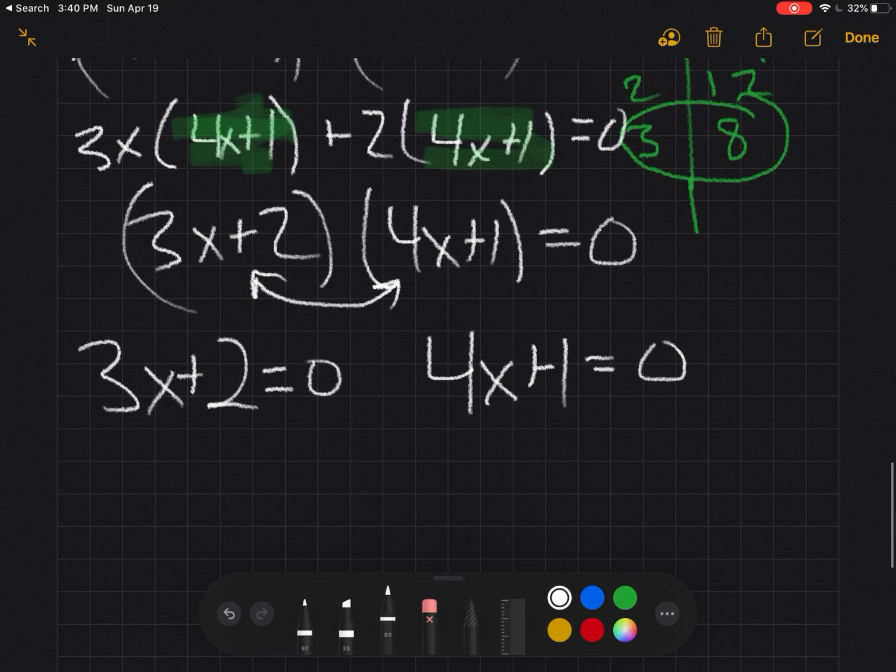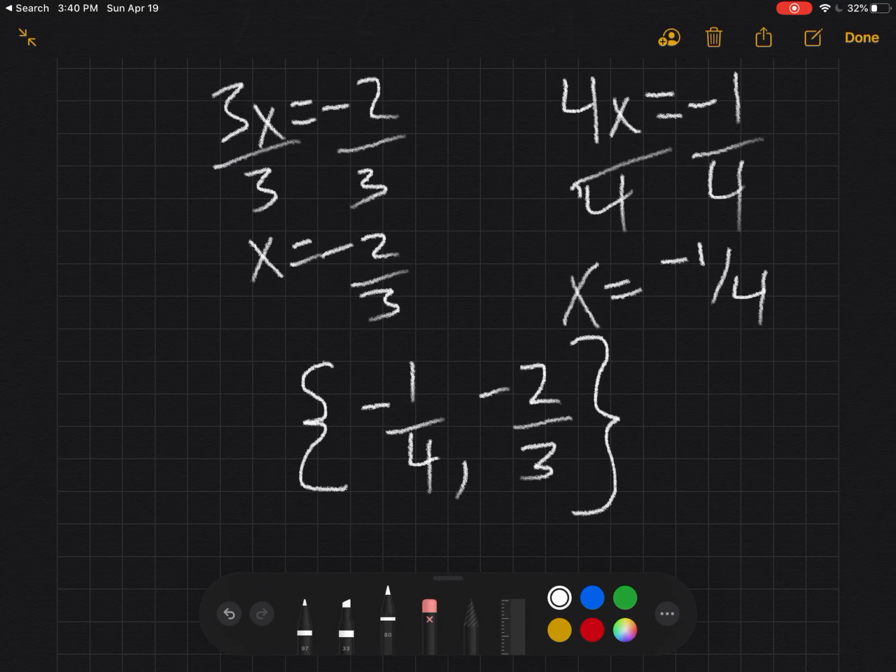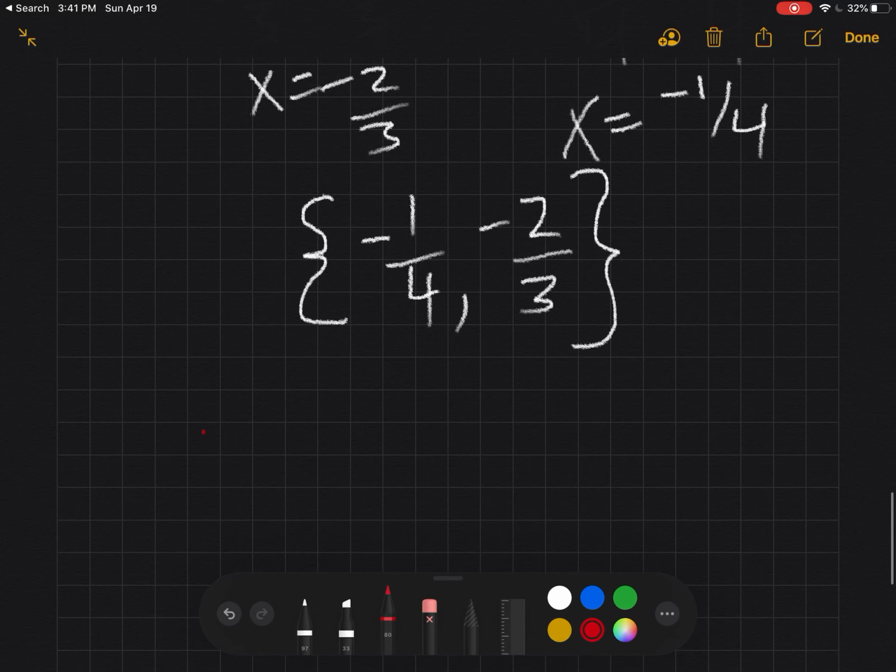And now I can use the zero product property. And I can say I have the product of two things in parentheses, and that equals 0. So that means this one could be 0, or that one could be 0, or both. And then I solve each of these mini equations for x. So x could be negative 2/3. Or x could be negative 1/4. So then, like I said, I want you guys to get practice writing the solution.